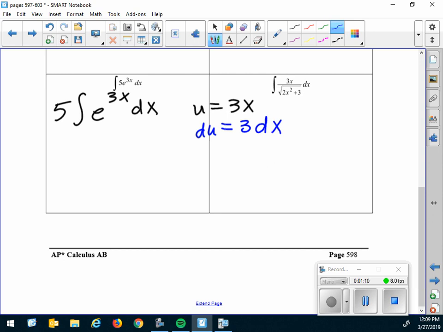Now the question is, do I need to include anything else in my integral? I need a 3 and a 1/3. So I need a 3 and I need to offset it with a 1/3. So what I have now is 5/3 times the integral of e to the u du. Now, do you have any questions about where any of that came from?